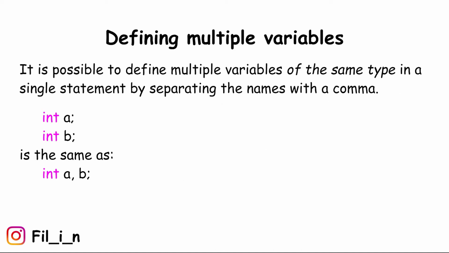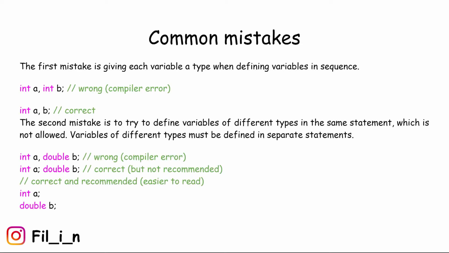It is possible to define multiple variables of the same type in a single statement by separating the names with a comma. int a; int b; is the same as int a, b;. The first mistake is giving each variable a type when defining variables in sequence. int a, int b; is wrong, compiler error. int a, b; is correct.